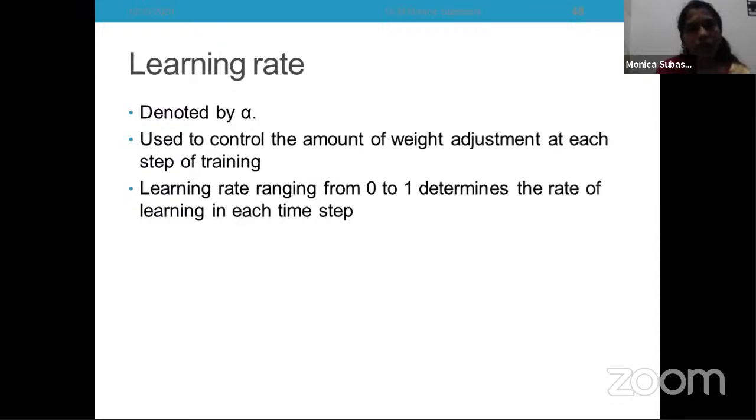Instead of trying out multiple iterations, you can adjust the processing speed with the help of the learning rate. Usually, we set the learning rate from 0 to 1. Within 0 to maximum 1, you can choose any learning rate, alpha.